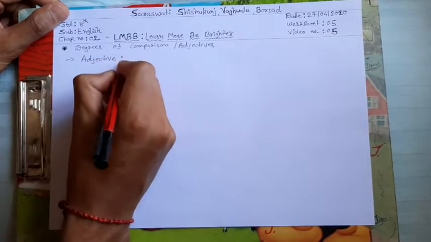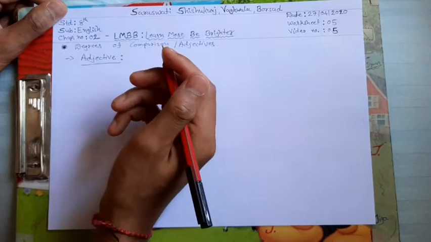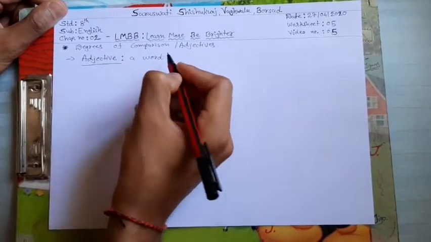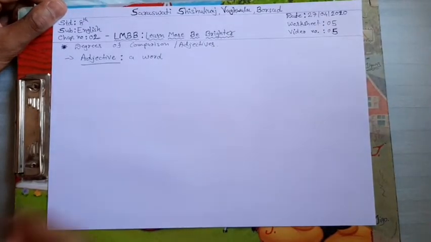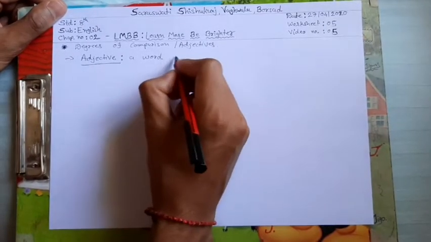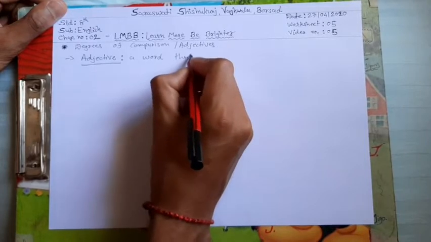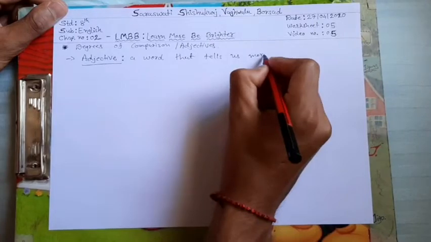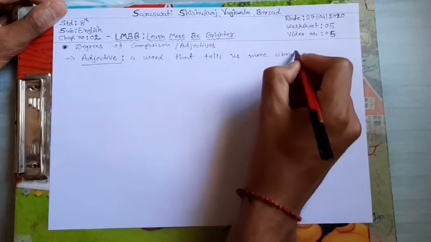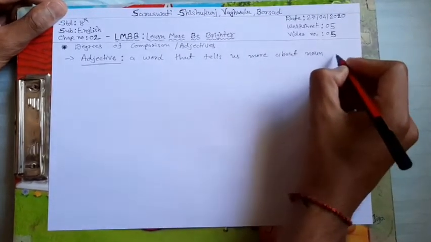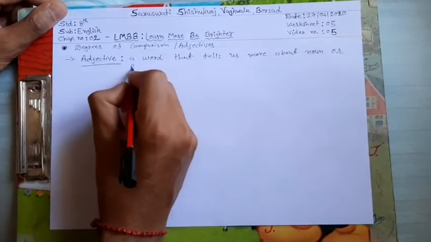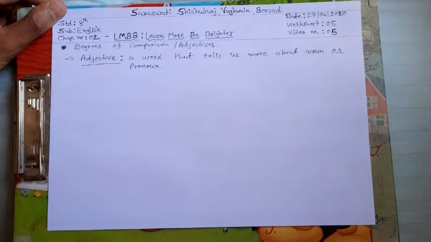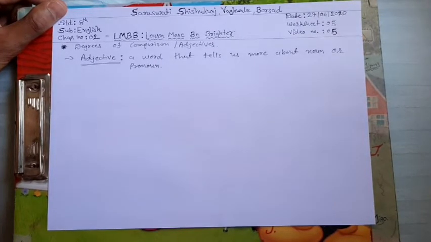So what is an adjective? An adjective is a word that tells us more about a noun or a pronoun.